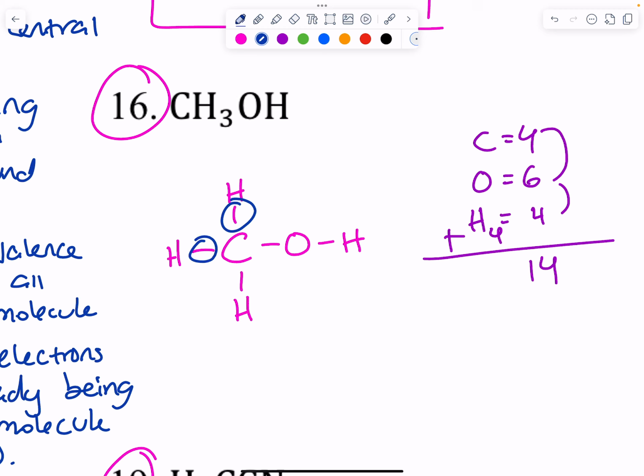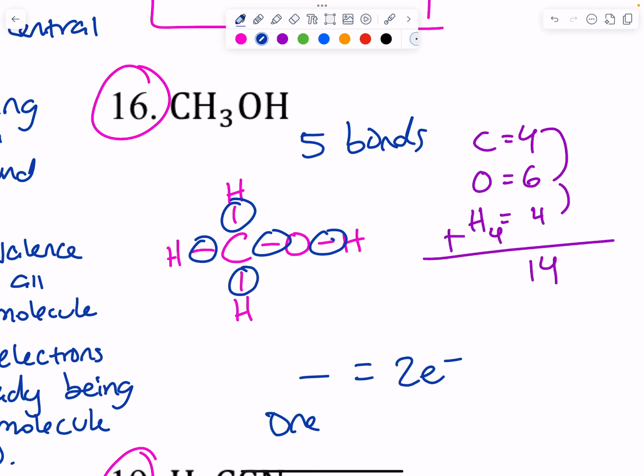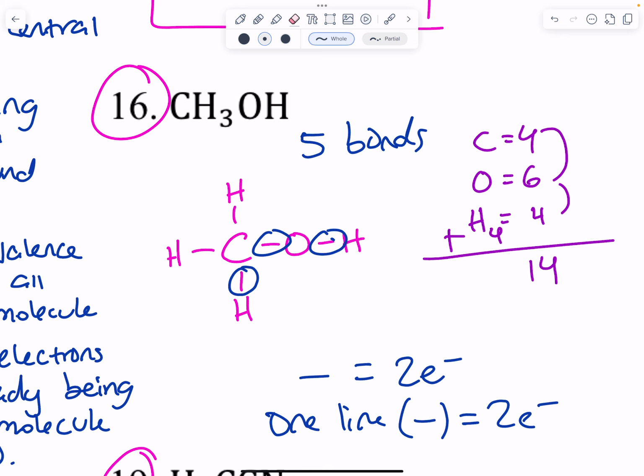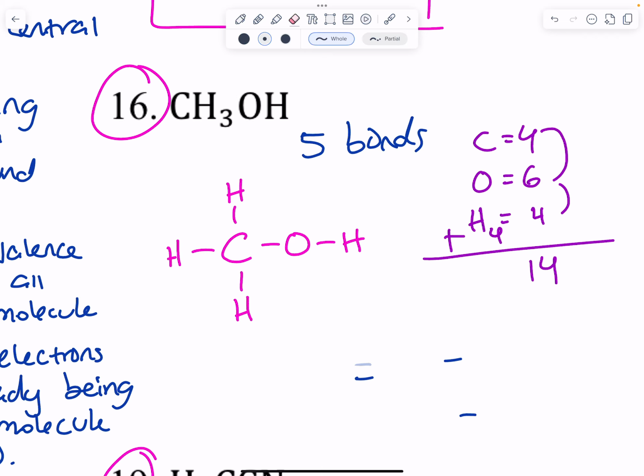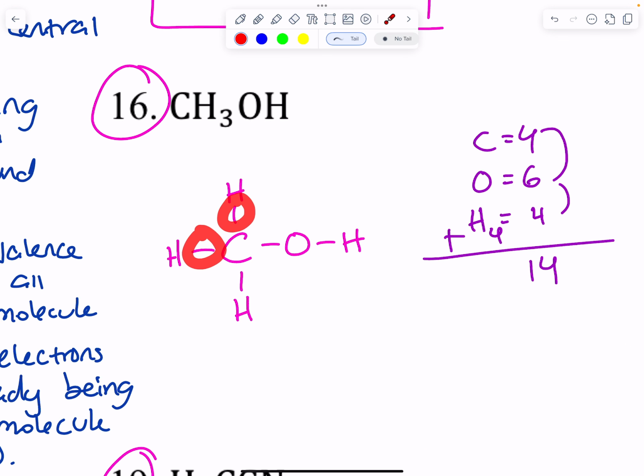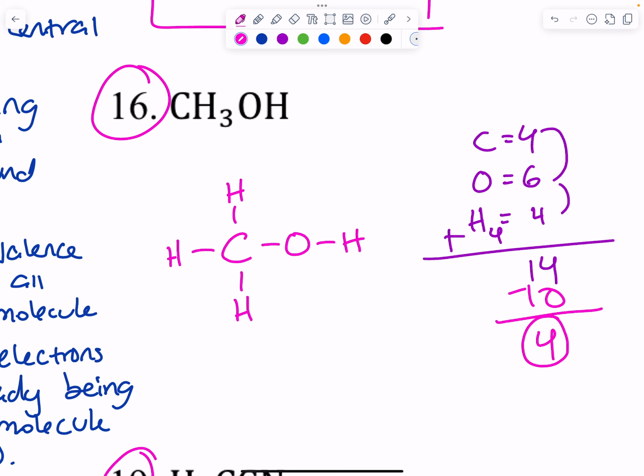So this is a bond, this is a bond, this is a bond, this is a bond. We have five bonds here, 5 lines. Everyone knows that one line is equal to 2 electrons. So, if I have 5 lines here, how many electrons will I have to subtract? 10. Perfect. So 2, 4, 6, 8, 10, and I will subtract 10, and I'm left over with 4.